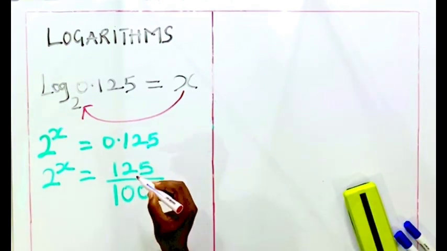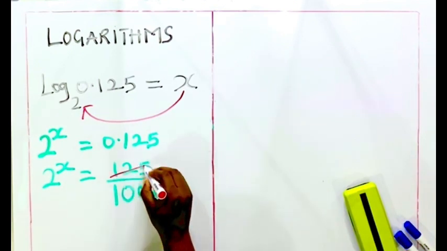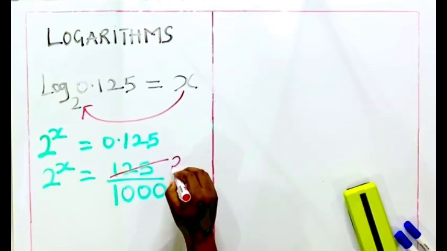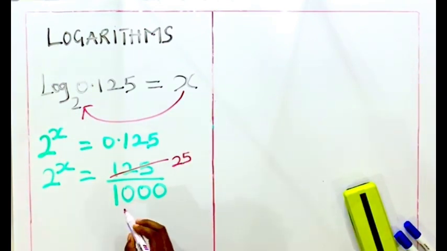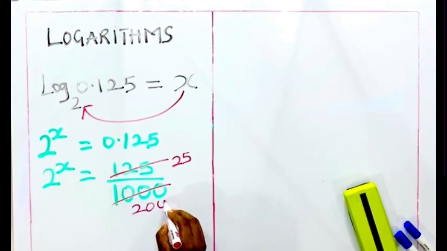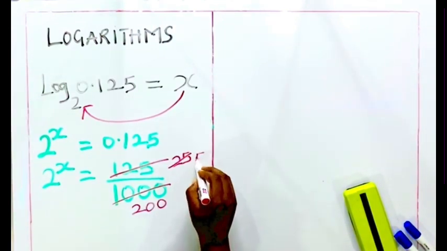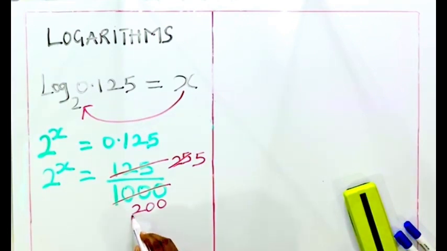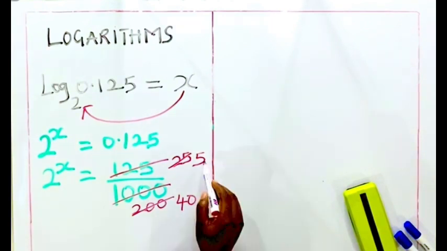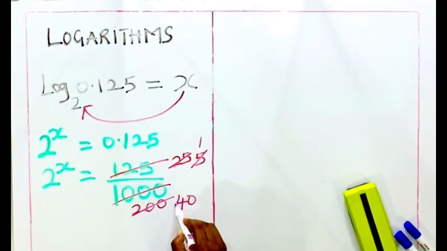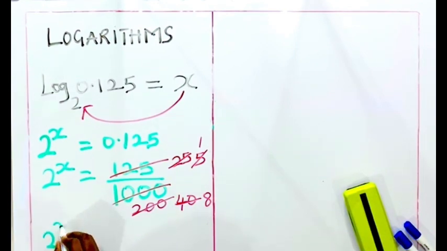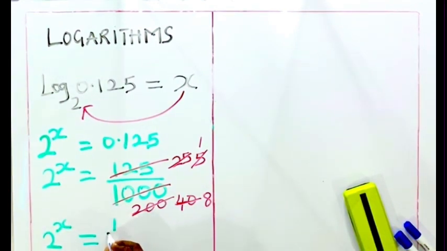5 divided by 125 is 25. 5 divided by 1000 is 200. 5 divided by 25 is 5. 5 divided by 200 is 40. You are left with 5 over 40. 5 into 5 is 1. 5 into 40 is 8. What you have left is 2 to the power of x equals 1 over 8.